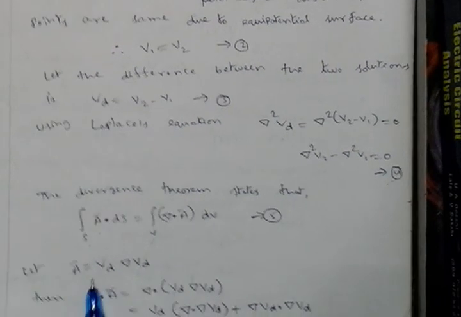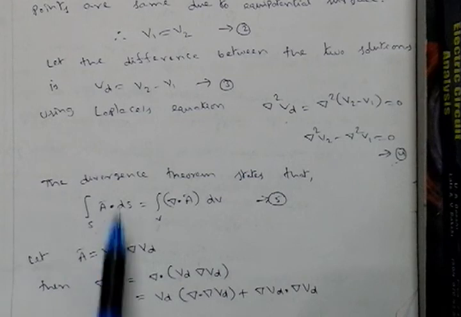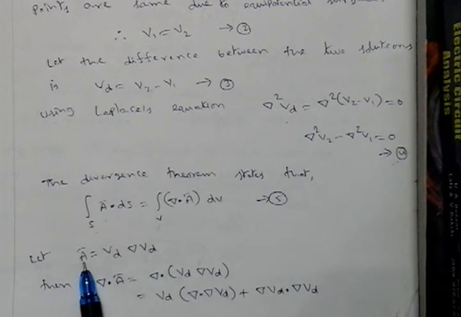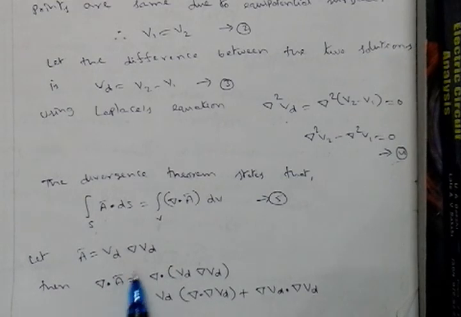We need to consider what A bar is. A bar is equal to Vd into del Vd. Vd is the difference between these two. Del Vd means whenever there is a small change in the value, that is called del Vd. A is a vector, Vd is the real value, so that is multiplied with the gradient value. What is the gradient value? Del Vd. Then it will become a vector. A bar is equal to Vd into del Vd.